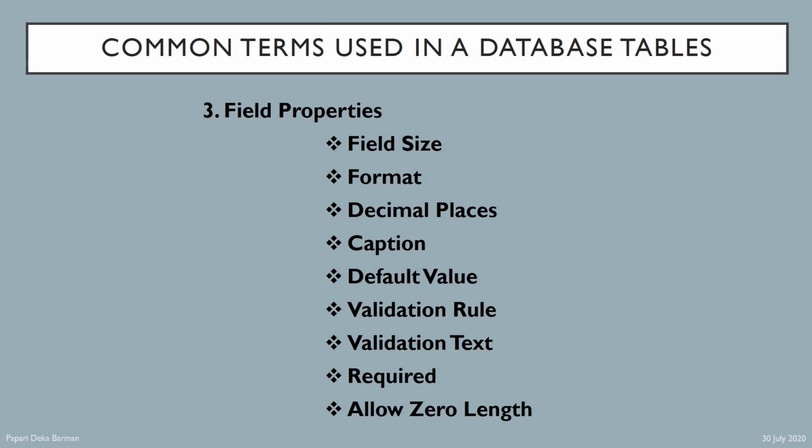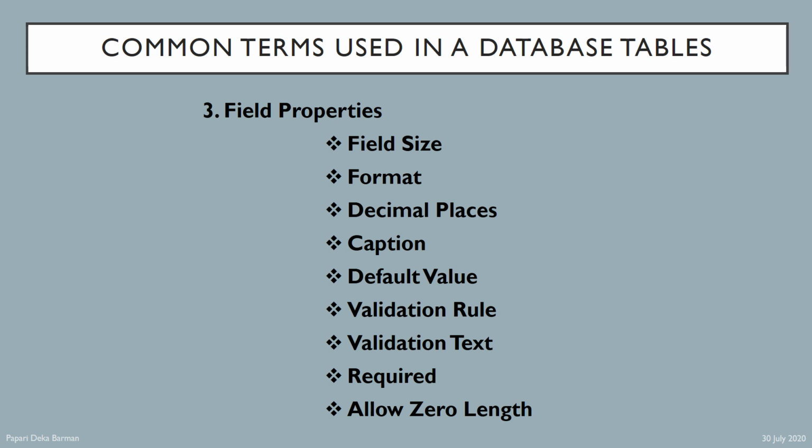Third component is field properties. Field properties pane appears on the lower half of the screen when we use design view. And there are different options in this field properties, like field size.